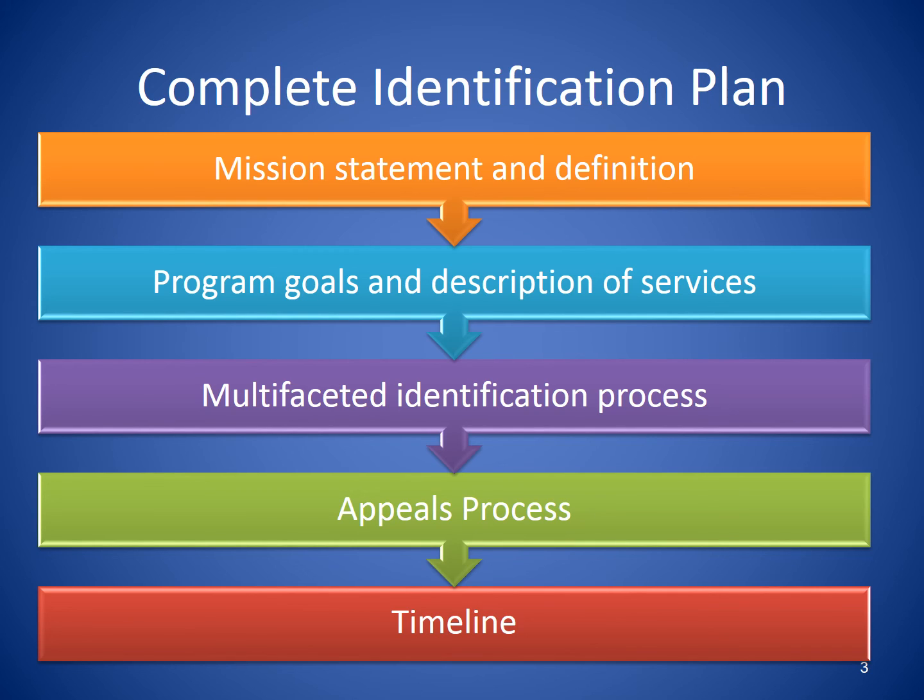A complete identification plan is a system of components that align and work together. The first component includes the mission the school district has for the Gifted and Talented program. The statement should reflect the overall mission of the district, but outline the specific goals for students identified as gifted. More about what should be in a definition of gifted will be discussed in the next parts of this presentation.